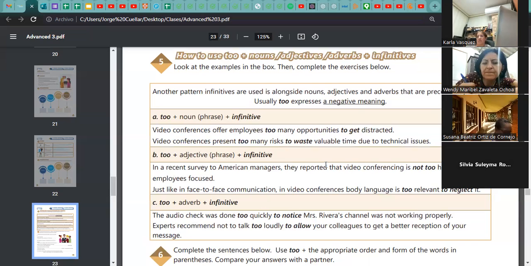B, too plus adjective plus infinitive. In a recent survey of American managers, they reported that video conferencing is not too helpful to keep employees focused. Just like face-to-face communication, video conference body language is too relevant to neglect.